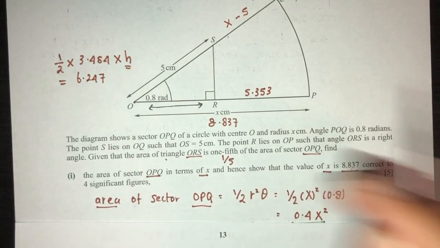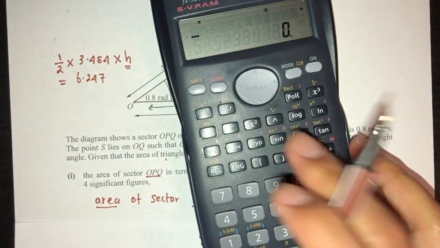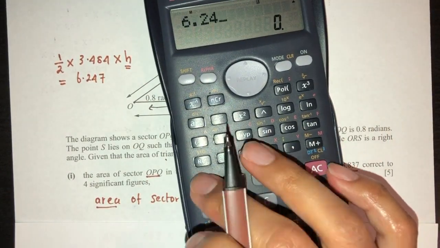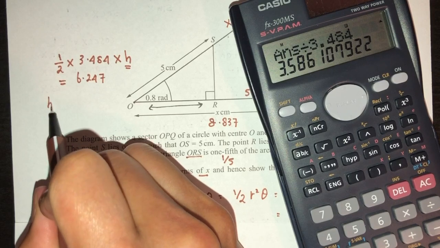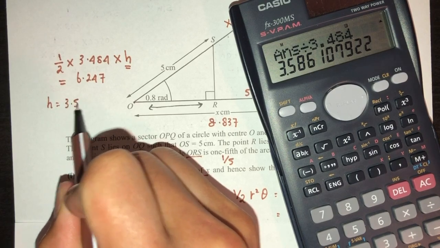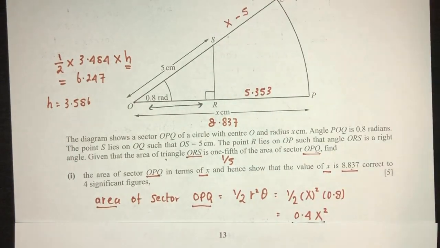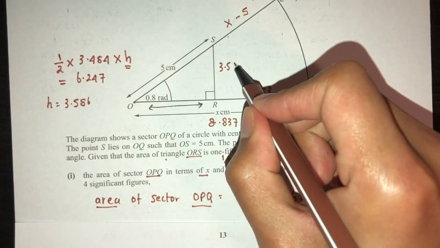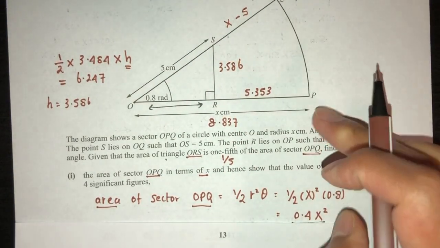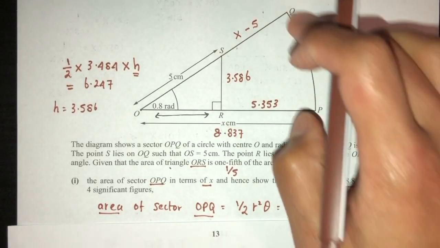So the value of h will be what? It will be 6.247 times 2 divided by 3.484. So using this equation, h is 3.586. That's your value for height, h. Now what is the value for arc PQ?